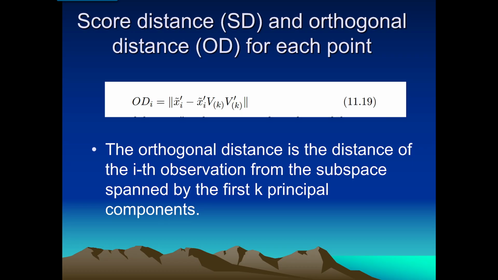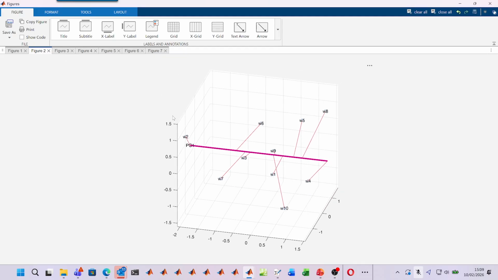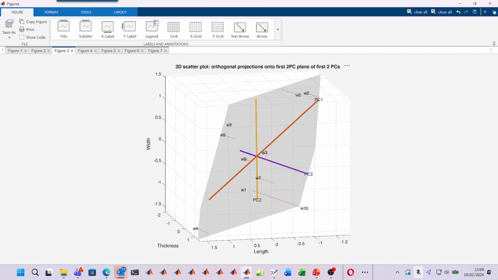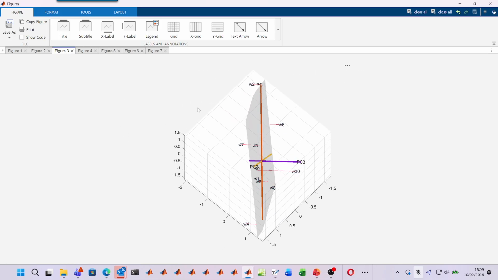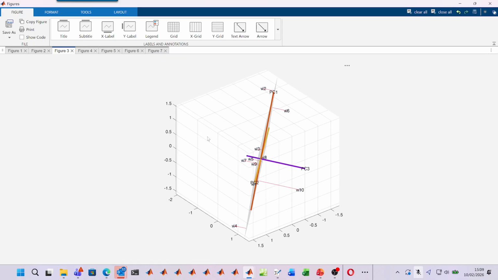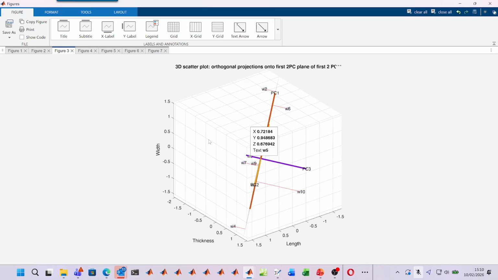And then the orthogonal distance. As we have seen before, you want to see which points have a large orthogonal distance. You see, for example, the points that are not very well projected by the space of the first and second principal components. W10 has a very large orthogonal distance. It is not projected very well. The space of the first two principal components cannot capture it; the variability of W10 is explained by the third principal component. You see?